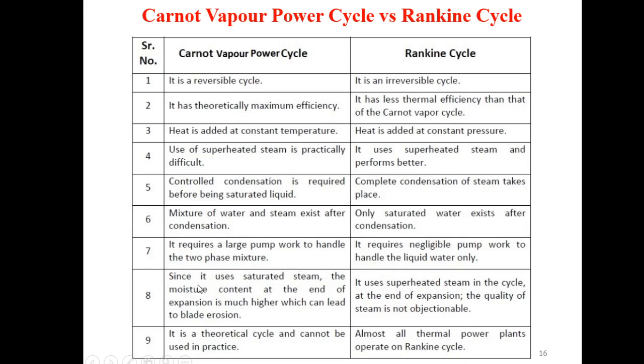Next, Carnot cycle uses saturated steam. The moisture content at the end of the expansion is much higher, which can lead to blade erosion. So there are chances of blade erosion in case of Carnot cycle. But in case of Rankine cycle, we generally use superheated steam in the cycle, and at the end of the expansion, the quality, that is dryness fraction of steam, is not objectionable, means it will have higher value of dryness fraction, so there are less chances of blade erosion.